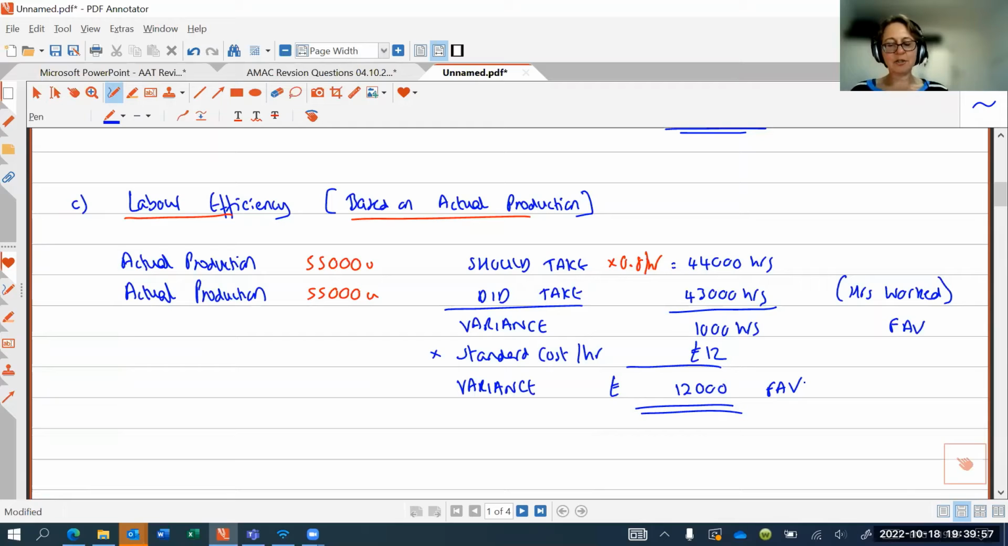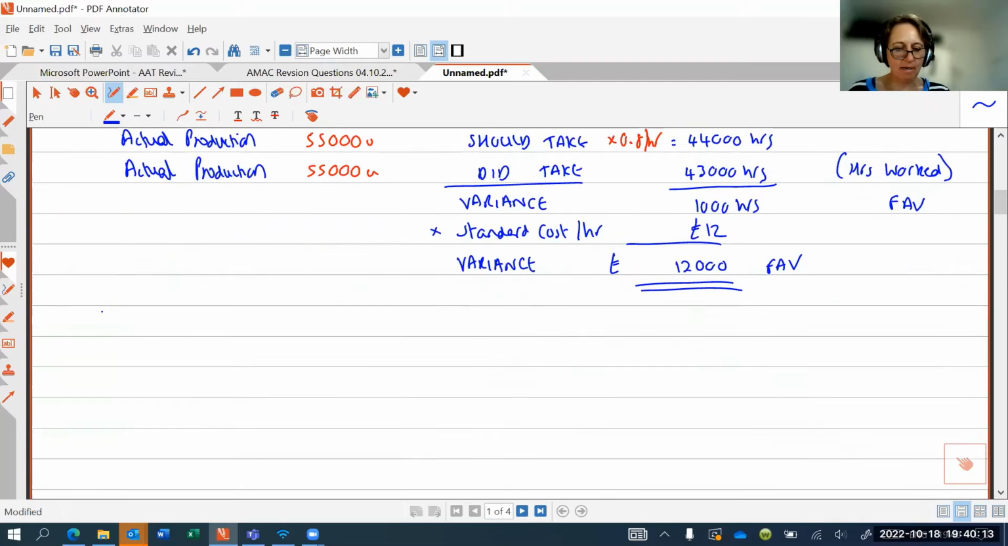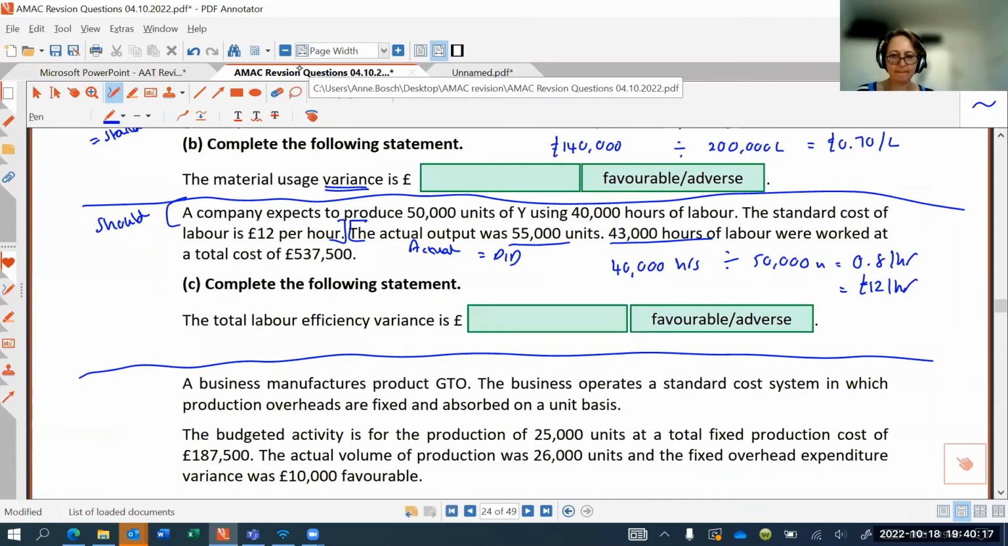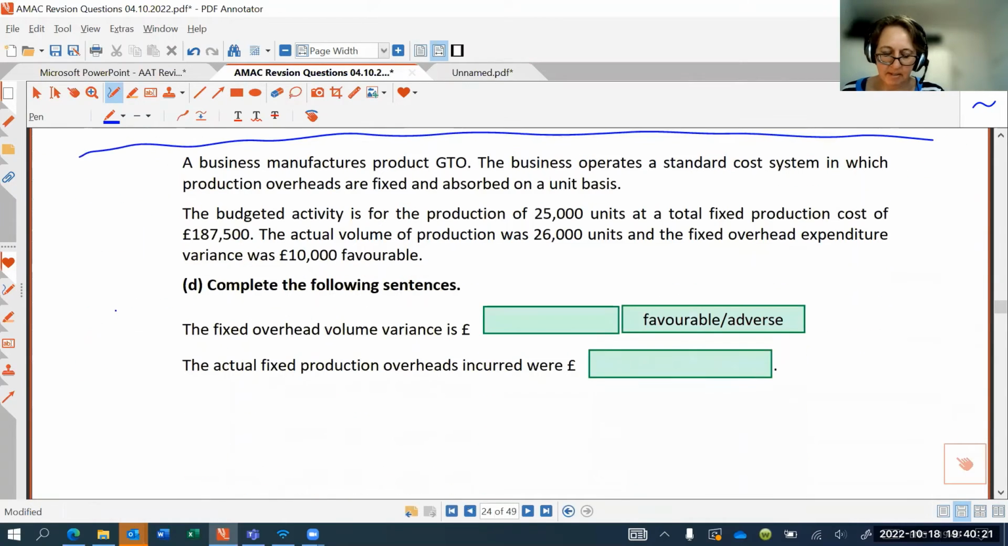Yet again, I'll just reiterate what I really want you to take away from these sorts of questions is the method. You can see if you learn that pro forma, then you will only have to focus on filling in the gaps. Without the pro forma, very difficult. Okay, so that was C. D.